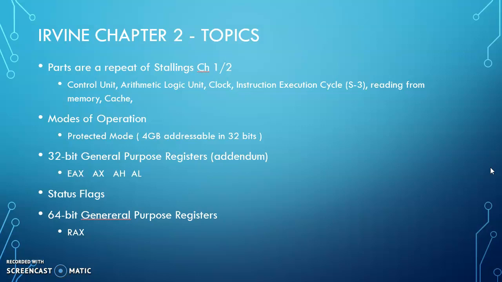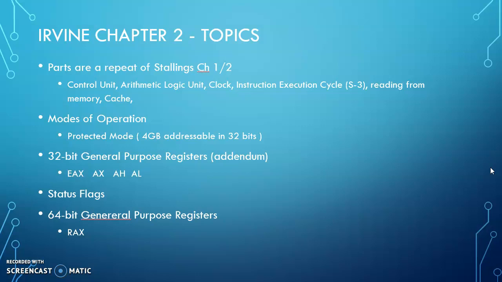Portions of this chapter are a repeat of some information that's in Stallings Chapter 1, a little bit in Stallings Chapter 2, and actually some later chapters that we'll get to later in terms of the Stallings. So the earlier parts of this chapter will look at things like the control unit, arithmetic logic unit, the clock, the instruction execution cycle, which is also done in Stallings Chapter 3, how memory is read, and cache.